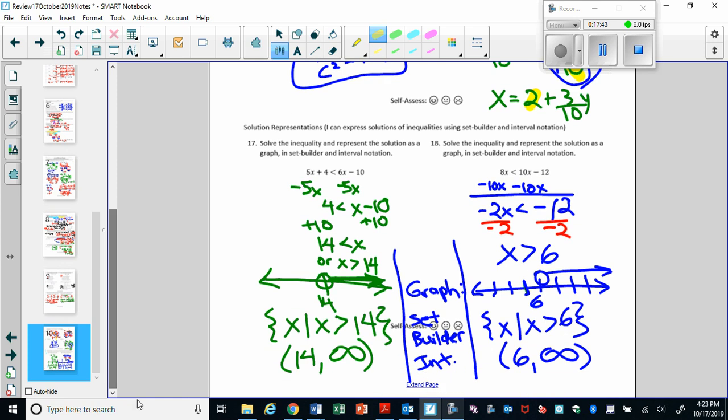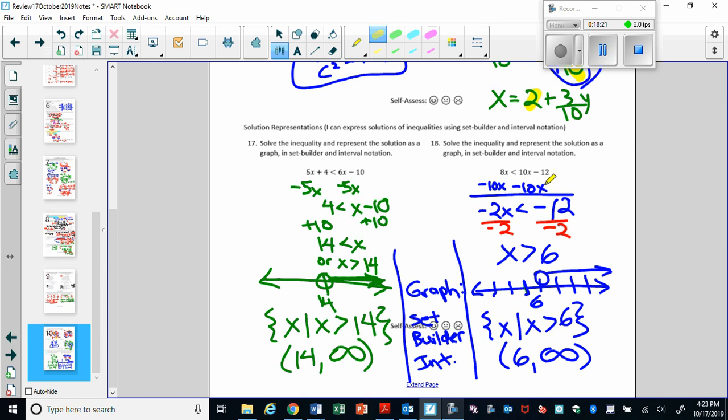Last but not least, again, in inequalities, try to get your variables on the left side if you can. If you get them on the right, it is what it is. But then just remember, you have to switch everything. So in this case, we have 14 is less than x, but that's also x is greater than 14. So you graph open circle, x such that x is greater than 14, and then your interval notation, 14, comma, infinity, because the arrow is going to the right.